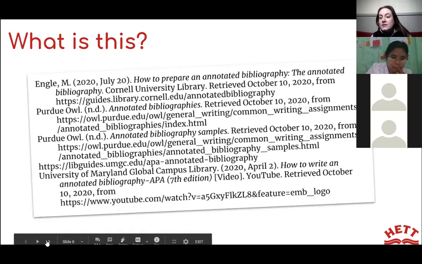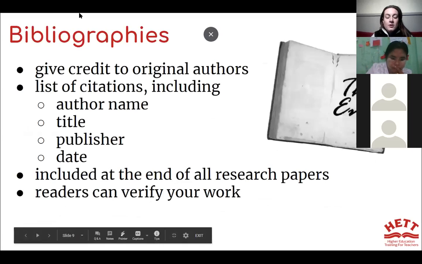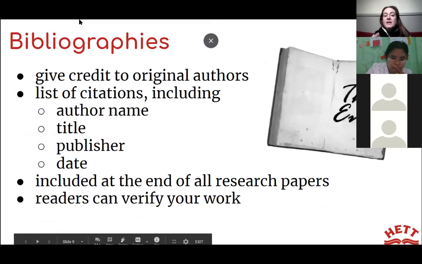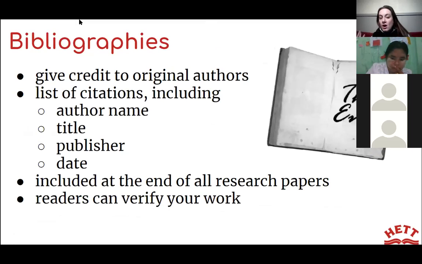So yeah, this is either a reference list or a bibliography. Bibliographies give credit to the original author. They list citations, so this includes the author's name, the title, the publisher, the date. We're not going to get into it now, but obviously there are different ways to write the citation. There's APA, MLA, IEEE. I think some of the universities have their own version.